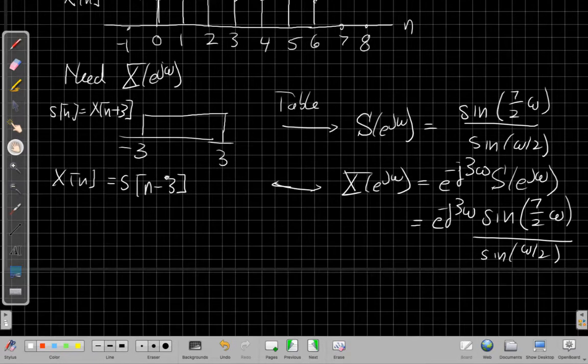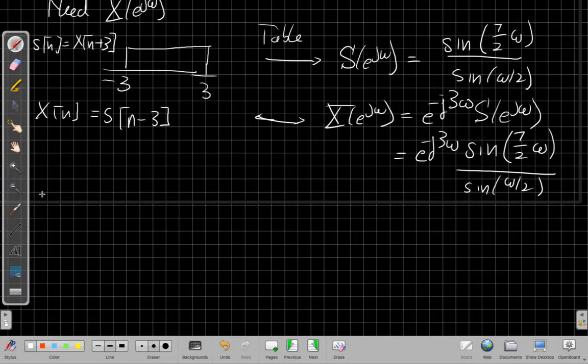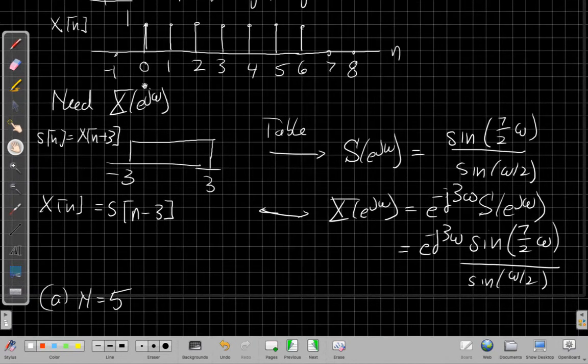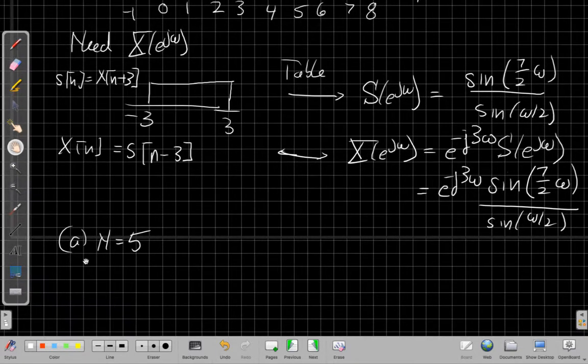Suppose for the first case, I'm going to do this with N equals 5. That shouldn't be enough. I'd expect to see aliasing, because my original signal is 7 points long, and I'm only taking 5 samples in frequency. If I do this, I'm going to evaluate omega sub k equal to 2 pi over 5, which is my N, times k, as k goes from 0 up to N minus 1, which would be 4 here.